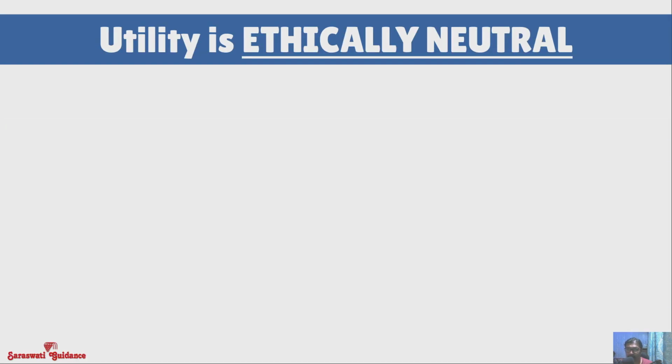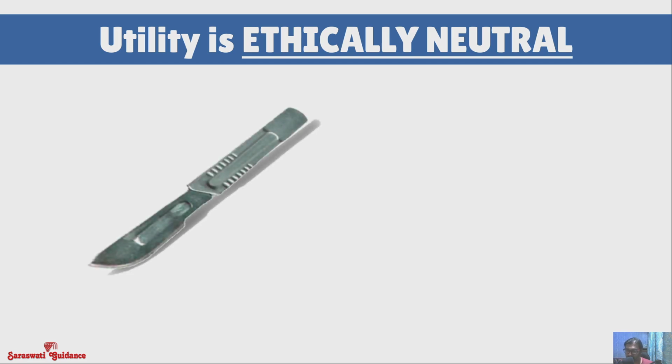Okay, the next feature, utility is ethically neutral. Ethically neutral means utility does not understand what is right and what is wrong. Utility is utility. For example, on your screen, again, this example has been taken from your textbook. You can see a scalpel knife. Normally this is used for medical purposes, for surgery by doctors.